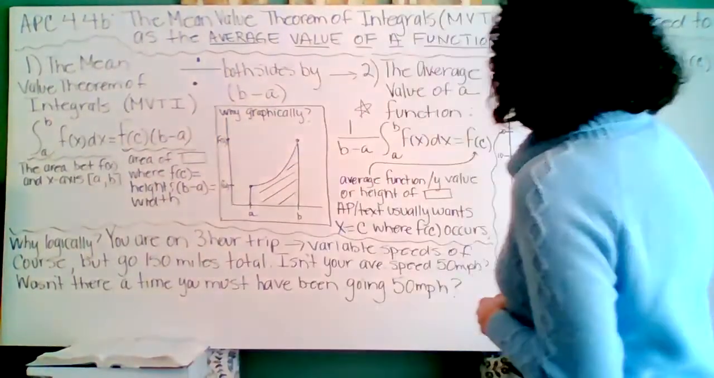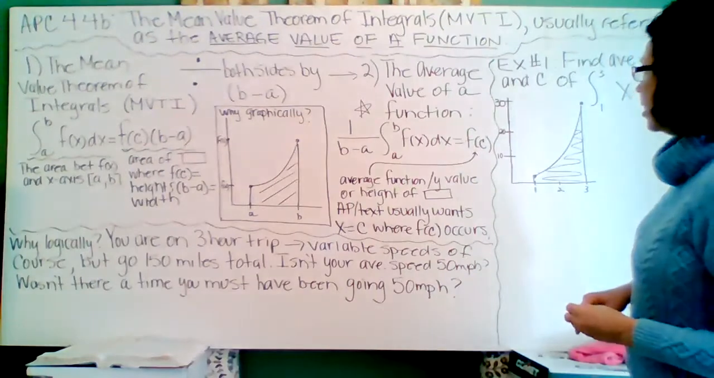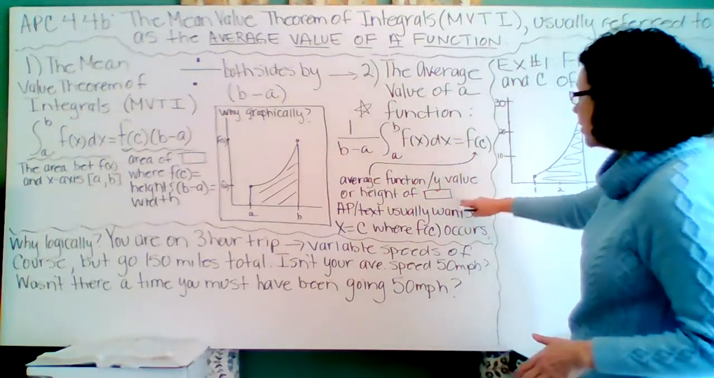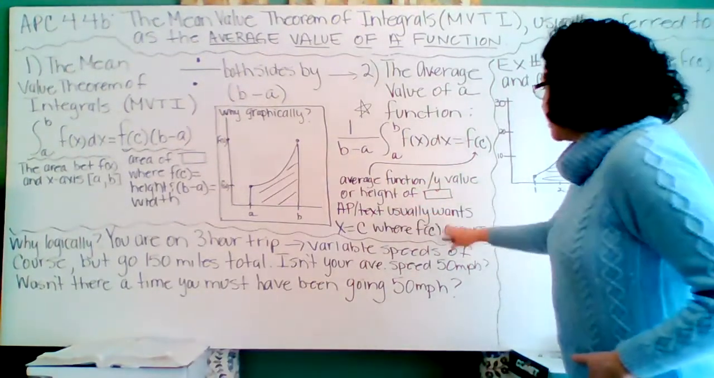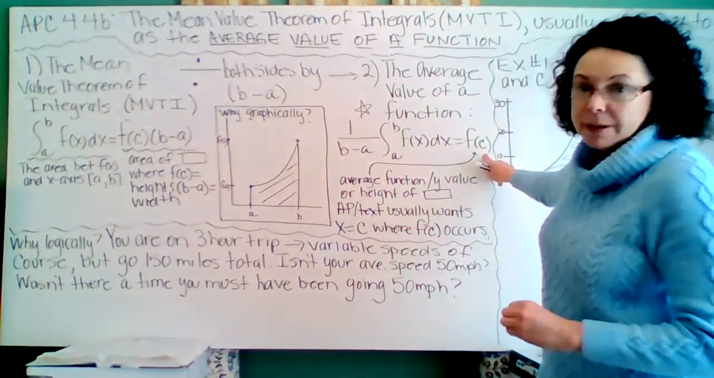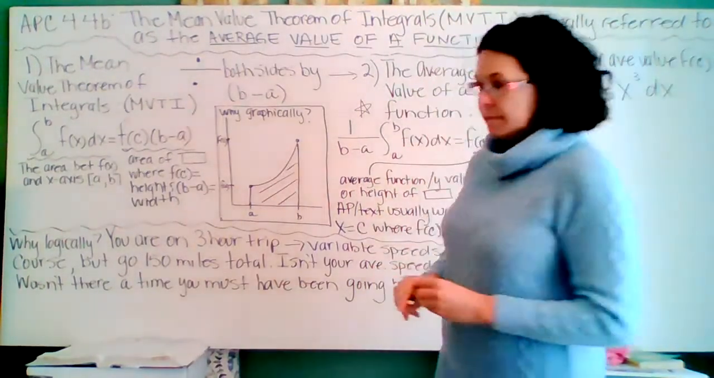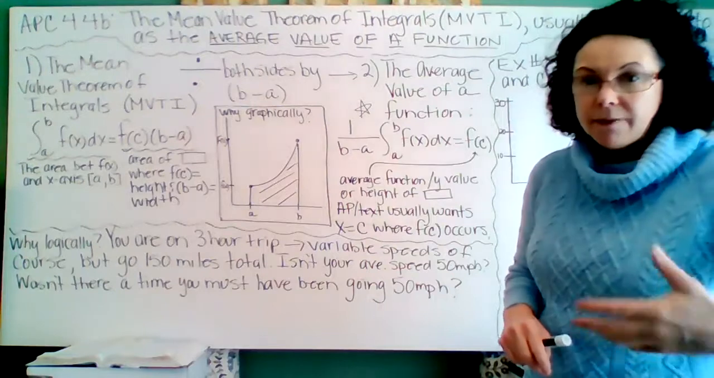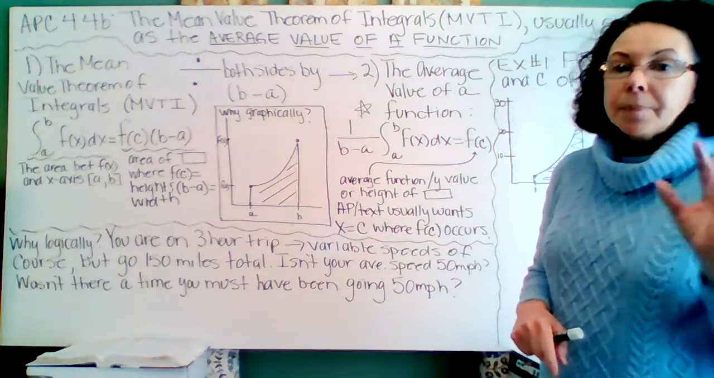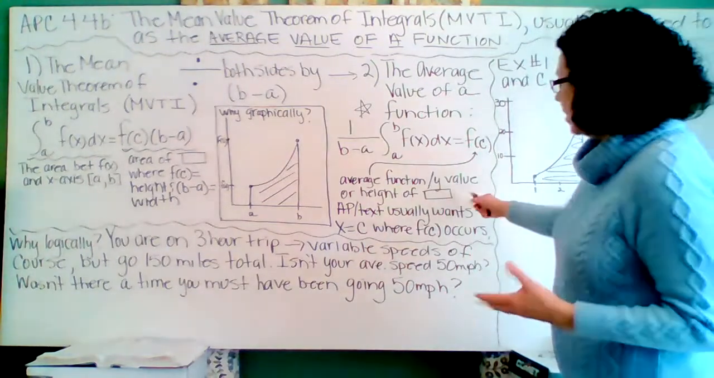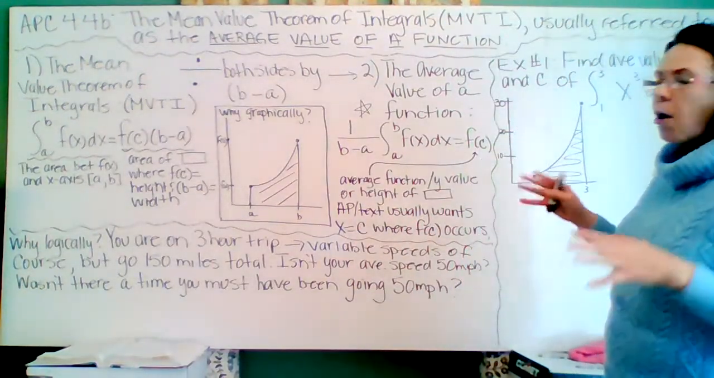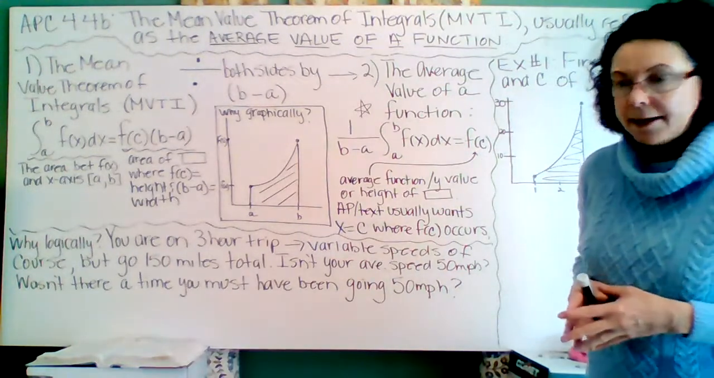Now, what does this mean? This says that this is the average function value, which is a y value, or the height of the rectangle. The AP or the text usually also wants the x equals c where it happens. So not only do they want the average height of that rectangle, the average y of the function, but they also want to know the x where that happens. You just have to go one step further and take this y value, set it equal to the original function and find that x. But I also want you to see why this makes sense.